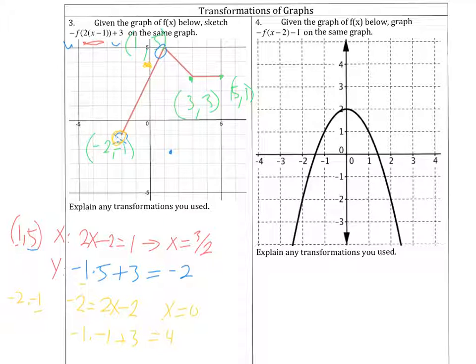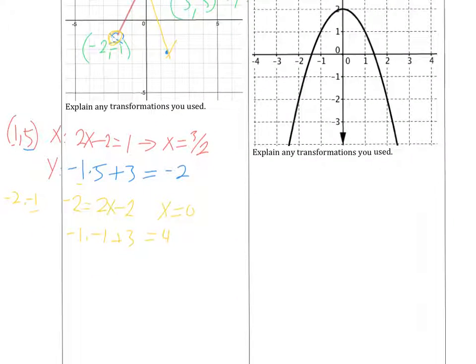So you might get an idea that we're going to come up here and then maybe come back down. And if I was doing this leg, I would end up with another point there. My third one we're going to do in green, and that's the point 3, 3.